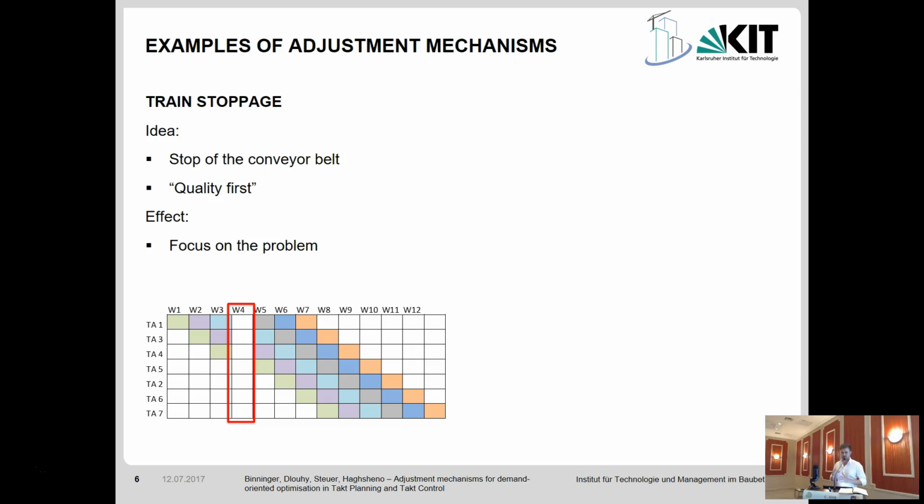Right now I would like to talk about 2 of these adjustment mechanisms and describe them a little bit more in detail. This one you have already seen in the tech plans before. We call it train stop or stoppage.